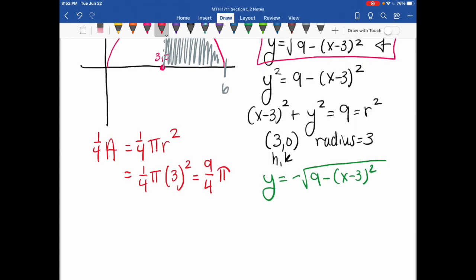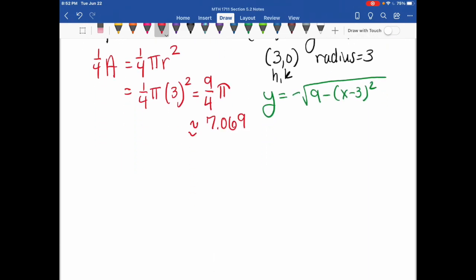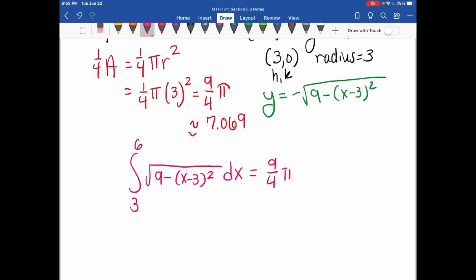Now, if I put that in a decimal format, that's going to give me approximately 7.069. So what this means is, if I were to integrate from 3 to 6 the square root of 9 minus (x minus 3) squared dx, the value of this, if it's exact, I would write 9/4 pi. If I want to approximate it as a decimal, I would write it as 7.069. So that tells me what that gray shaded area means on that interval from 3 to 6 under the curve, but over the x-axis.